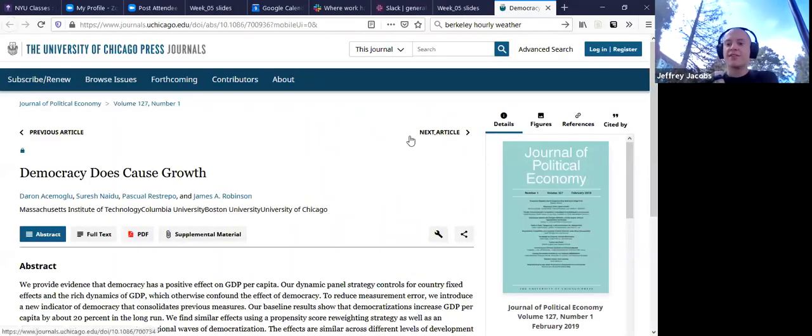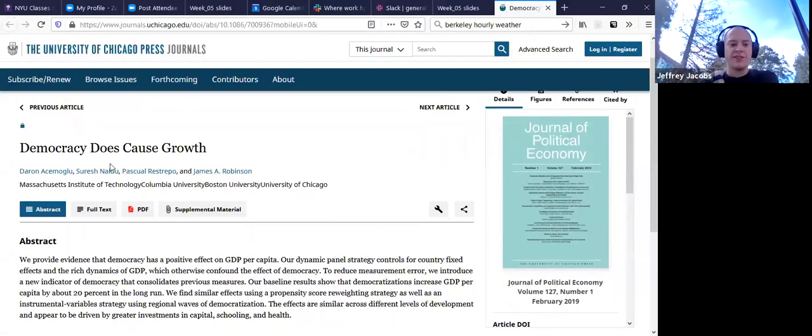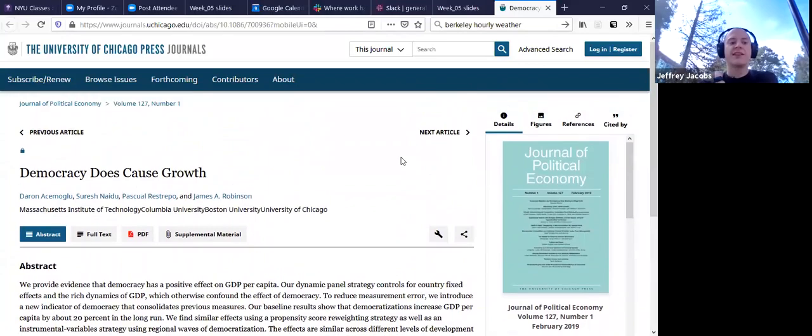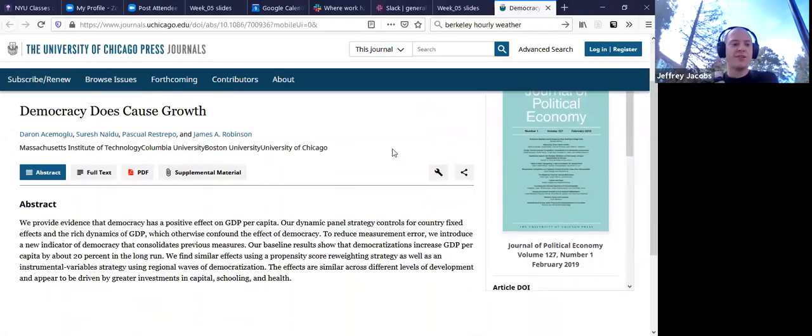It's called "Democracy Does Cause Growth," right? This is my advisor at Columbia. I'm just showing it to you because it's an example: it's in the Journal of Political Economy, which is one of the top journals in what I do. It got accepted even though it is drawing causal conclusions, right? Cause is right there in the title. So it's drawing causal conclusions even though it's fully observational, right?